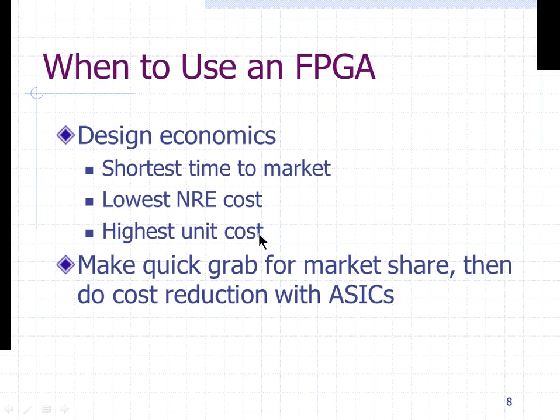But it has the highest unit cost. So let's say you manufacture 1 million chips of FPGA and 1 million chips of ASIC. The cost per chip for ASIC will be lower compared to the cost per FPGA. Many years ago, the difference was very high. Nowadays, the difference has gone down drastically. FPGA is still costing higher, but the difference has gone down. So it's very close to each other.